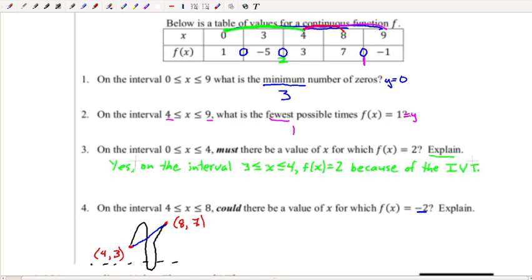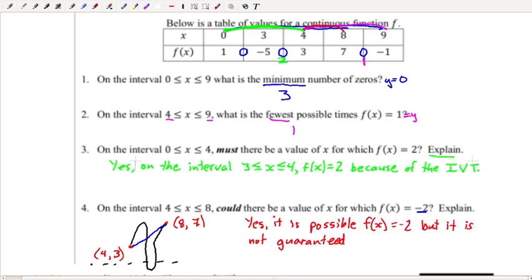So again, how do I write that? How do I explain that? I'm going to write: yes, it is possible f of x equals -2, but it is not guaranteed. Don't know for sure. Possible, not guaranteed.